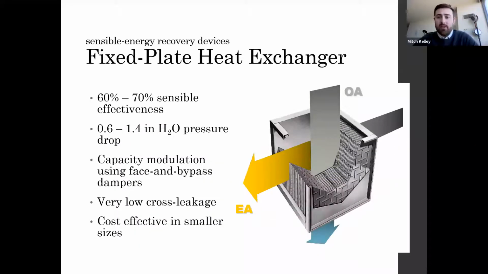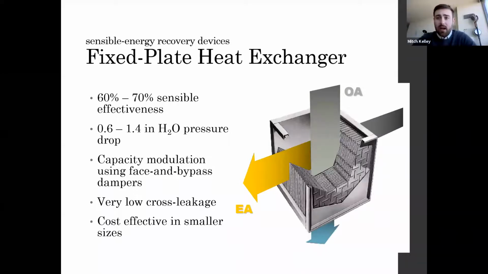Now, fixed plate heat exchangers are packaged devices that contain alternate layers of plates made of material with high thermal conductivity, like aluminum, for example. The plates are sealed to form separate passages for the 2 crossing airstreams. Sensible heat is transferred between the 2 airstreams through the plates. The direct exchange of heat, i.e. no intermediate heat transfer fluid, gives this technology a relatively high sensible effectiveness, typically 60 to 70%.